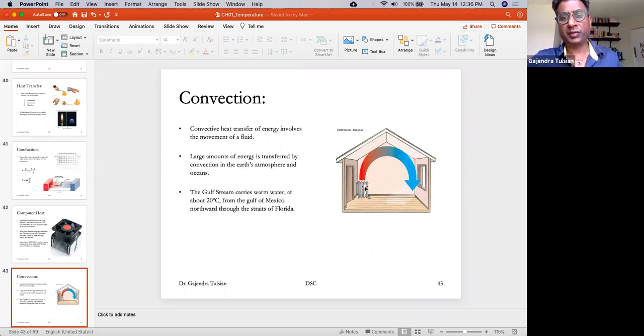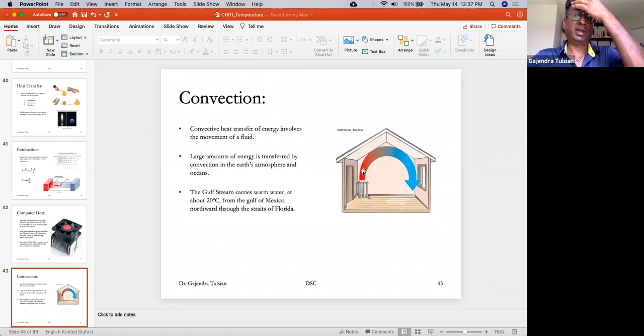Here's how heat transfer via convection happens. So here's a heater, a space heater. This warms up the air around it. The air gets less dense, rises, and it gets replaced by cool air. And eventually the whole room can get warmed up. Okay. So that's convective heat transfer.